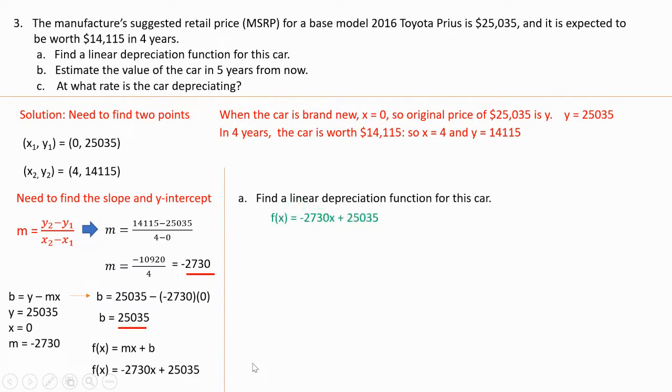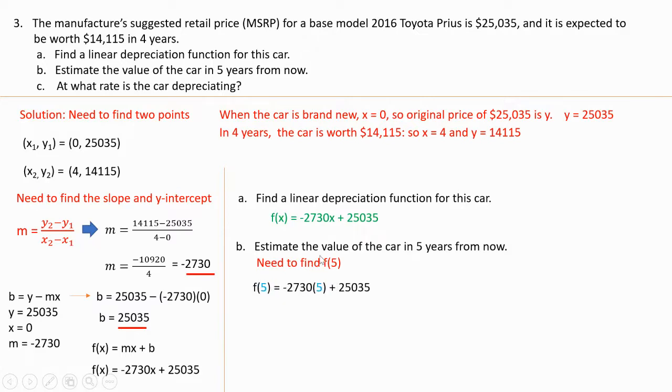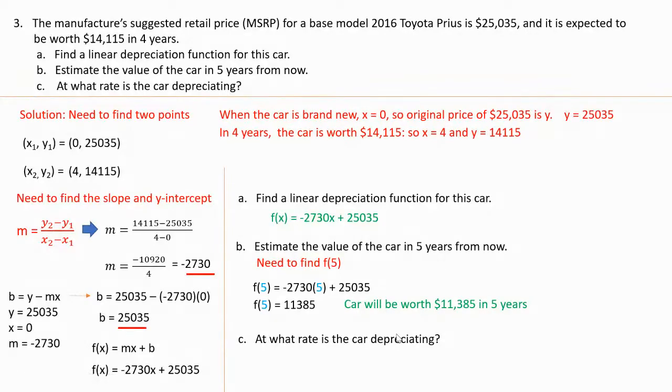Okay, here we go. Now for B, estimate the value of the car in 5 years from now. So we're going to be looking for f of 5, right? We're going to plug in 5 for the x, which is negative 2,730 times 5 plus 25,035, and that will give us 11,385. So the car will be worth $11,385 in 5 years.